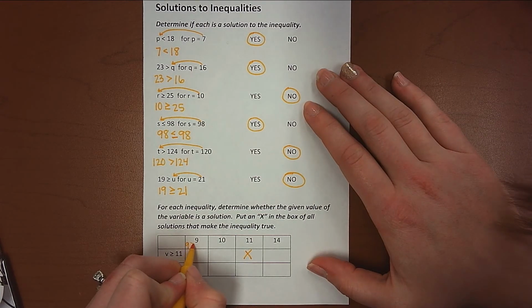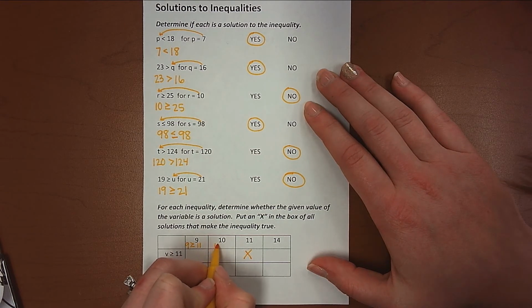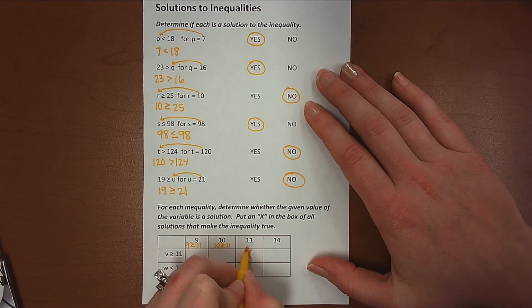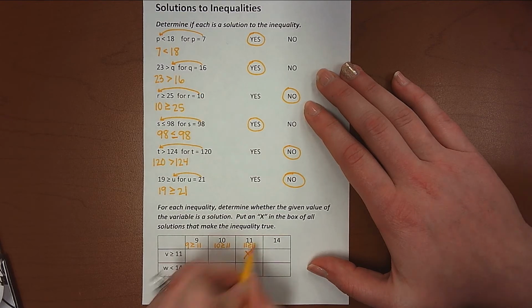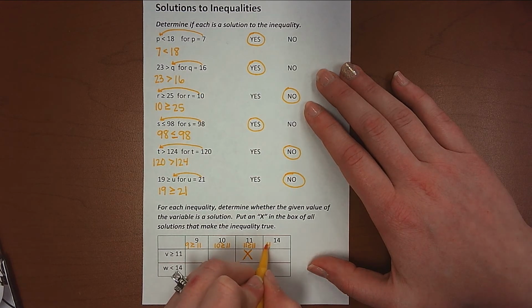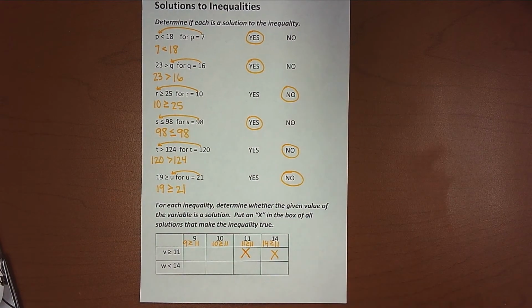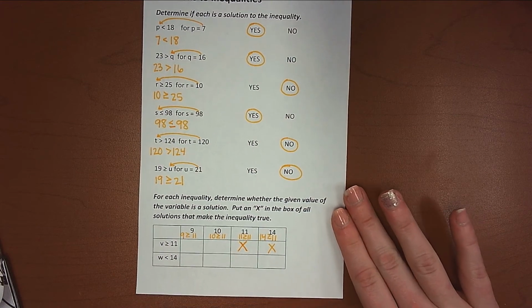So 9 is not greater than or equal to 11. 10 is not greater than or equal to 11. 11 is greater than or equal to 11, so this one is true. That's why we put an X. And 14 is greater than or equal to 11. That's true, and so we're going to put an X in this box as well.